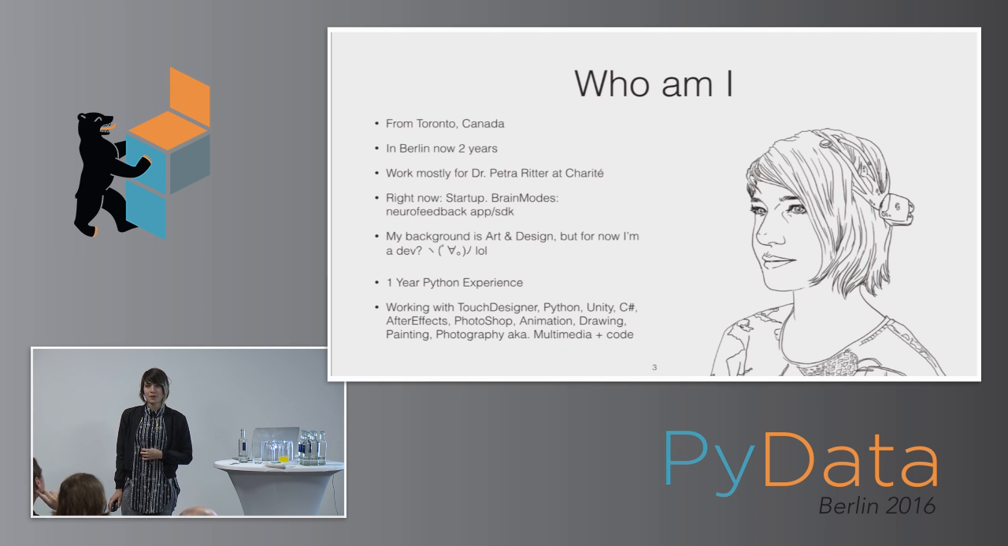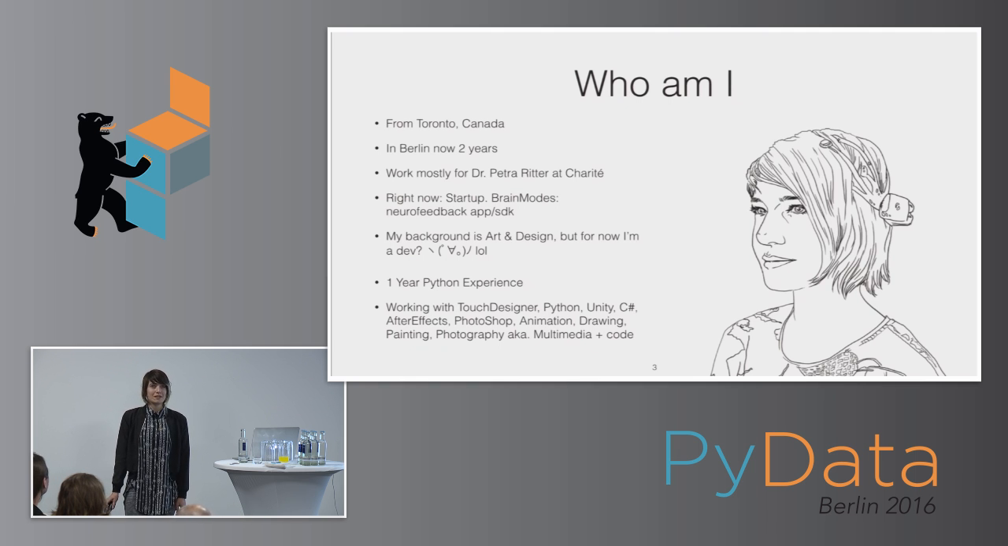I'm originally from Toronto, Canada, but I moved to Berlin about 2 years ago and I just can't seem to leave because of all of the brain science. I mostly work for Dr. Petra Ritter at Charité in the experimental neurology department. Our current project is a SDK and app project which uses neurofeedback and some brain visualizations. My background is in art and design, but slowly over the past 2 years I've become a developer. I'm not sure how it happened. And I have about 1 year's Python experience.